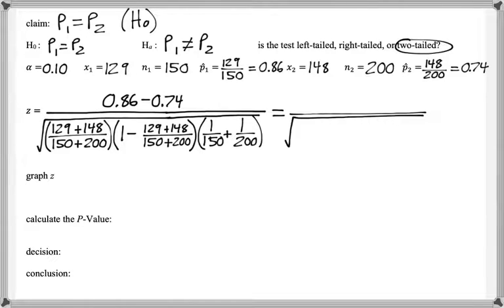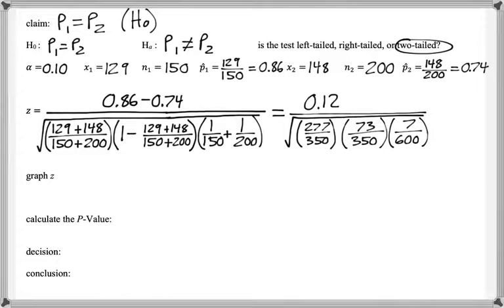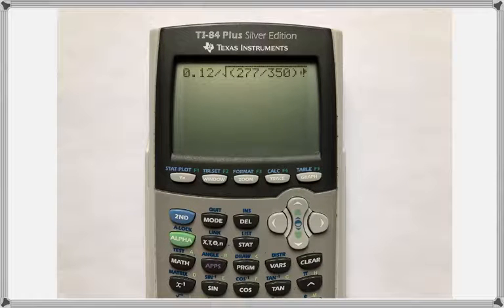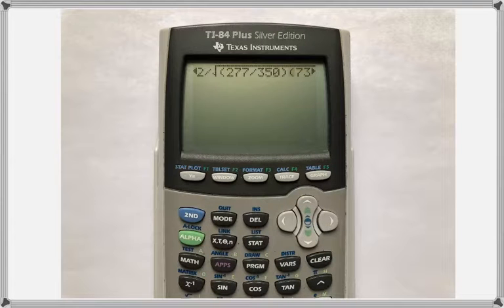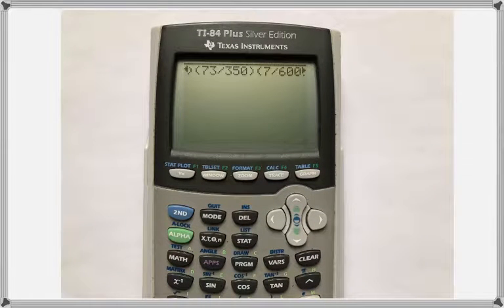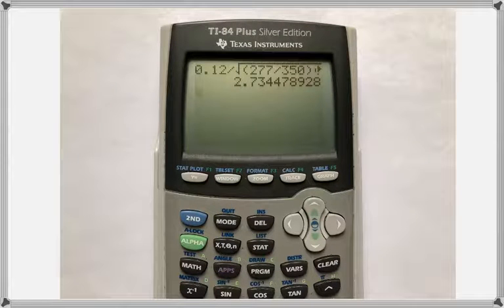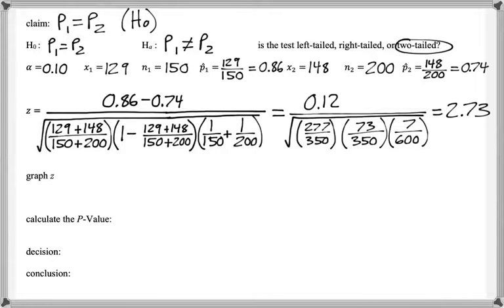If we simplify the numerator, we get 0.12. Then I want to simplify the three parentheses in the denominator. The first parentheses is 277 over 350. The second is 73 over 350. And the third is 7 over 600. So I can type that into the calculator, and it looks like this. And it's equal to 2.73.